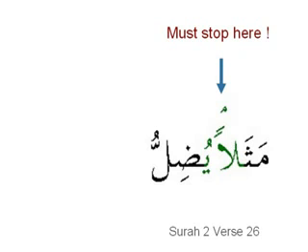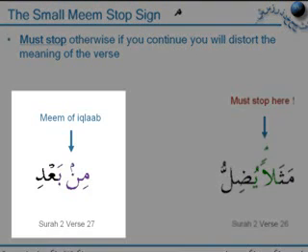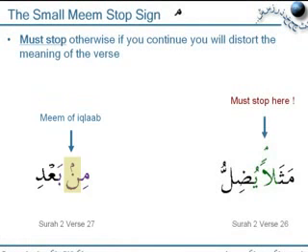Now I'm just going to bring up on the left hand side here, just to note, and we covered this when we did the rules of iqlab. This is where the nun sakin sound is being changed into a meme sound, and they draw in the meme. We've covered all this before. However, notice that meme has got the normal meme character. It's got a long tail. So you have to be careful not to confuse that with the meme which is being used to indicate a compulsory stop.